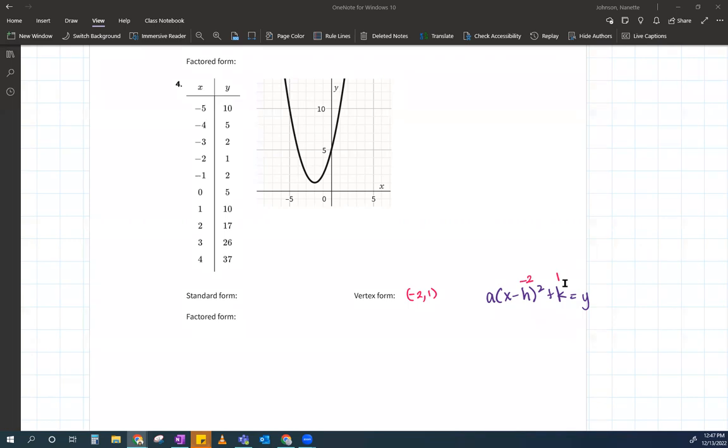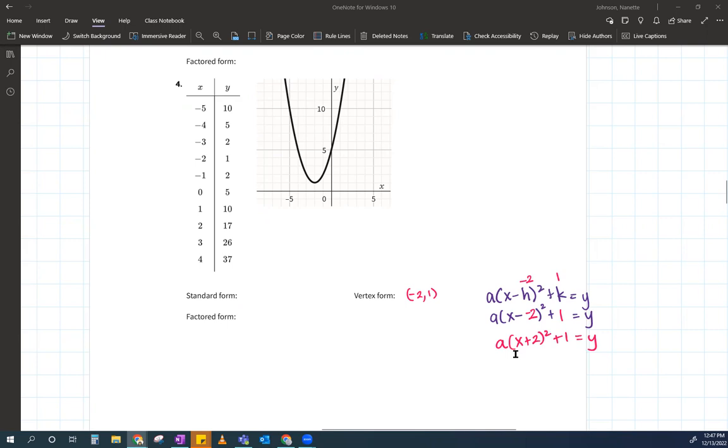So I would write parentheses (x minus h) squared plus k equals y. And then I'm putting my -2 and my 1 in there, right? So this changes to x plus 2. I'm just going to clean this up a little bit. So (x plus 2) quantity squared times a plus 1 equals y, right? Now I need to look for a.